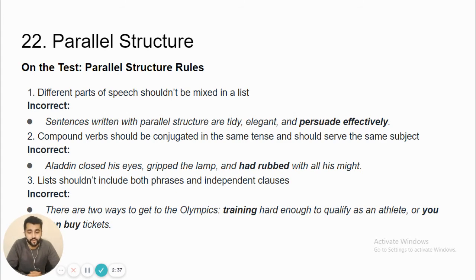Number three, lists shouldn't include both phrases and independent clauses. "There are two ways to get to the Olympics: training hard enough to qualify as an athlete, or you buy yourself some tickets." Right? So the second part, you buy some tickets, is an independent clause, which doesn't make sense because the first part of the list is a phrase, and the second is an independent clause. They should have the same structure. So the correct sentence is "There are two ways to get to the Olympics: training hard enough to qualify as an athlete, or buying tickets."